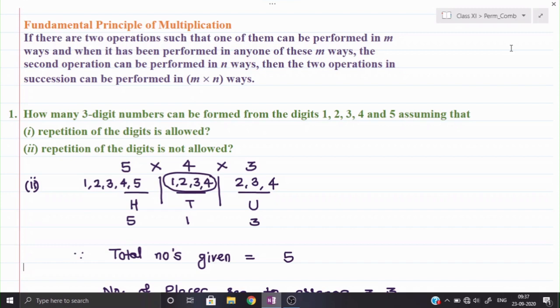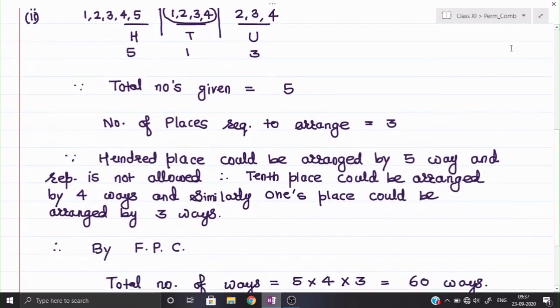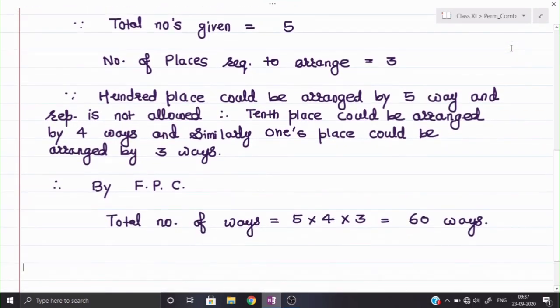Now the fundamental principle of counting says, when you find the arrangements of each and every place individually, you multiply all of them to get the total numbers that can be formed. So if I place different numbers on the 3 places, how many total numbers could be formed? I will multiply 5, 4 and 3. That we have done further in the question. So the total numbers formed will be 60, if I am not using any number more than once.